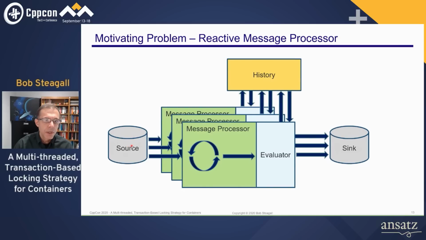Here we had our source feeding messages into a number of threads, each thread running its own message processor, and each message processor was putting changes into the history, seeing if anything interesting happened, and sending it out to the sink. Now, the interesting thing here is that there are multiple instances of the message processor, each running in its own thread, but there's only one instance of the history, which was in the same process. And of course, all threads in a process share the same address space. But the history was in effect a singleton, and all of the threads were reading to and from it.